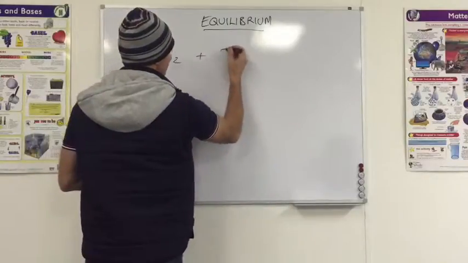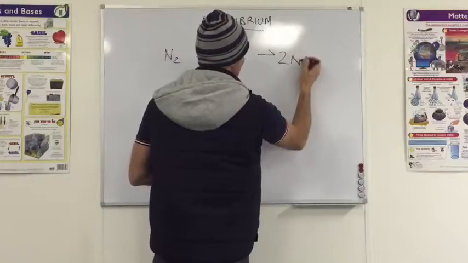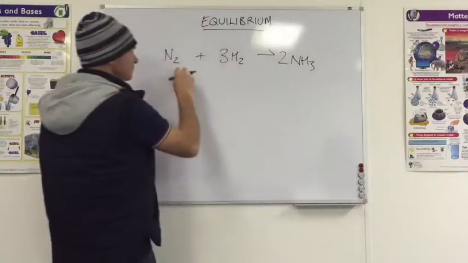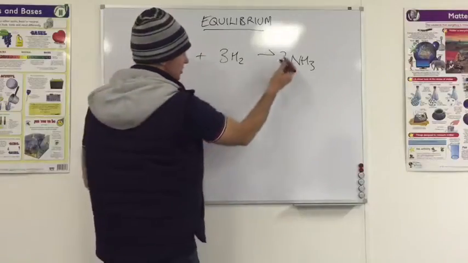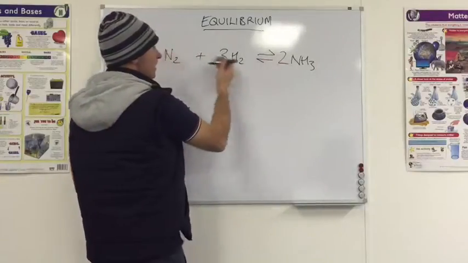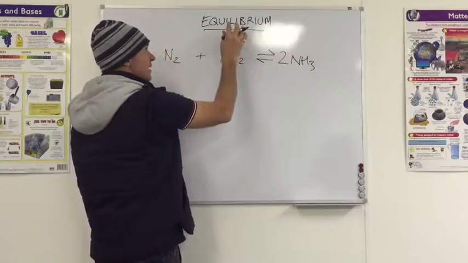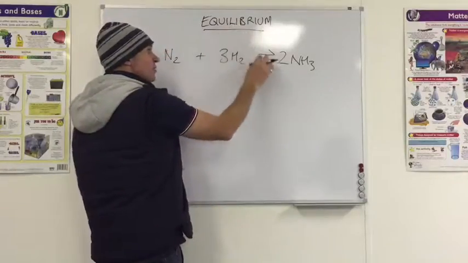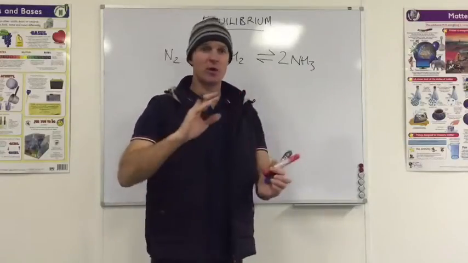Let's have a look at a classic example which comes up all the time, which is the basis of the Haber process, where we make ammonia. Nitrogen and hydrogen being combined to form ammonia molecules, which in turn can then break down and then form nitrogen and hydrogen again. So in order to have a chemical reaction where there's equilibrium, it has to be a reversible reaction. It has to be able to go both ways.